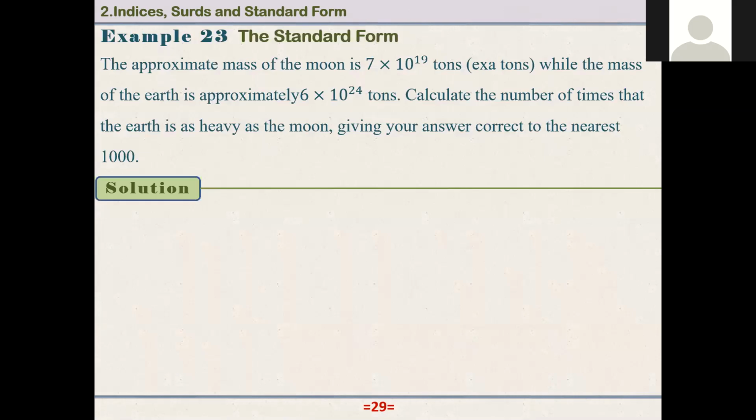For example, the approximate mass of the moon is 7 times 10 to the power of 19 tons. Exatons means, exa means 10 to the power 18.